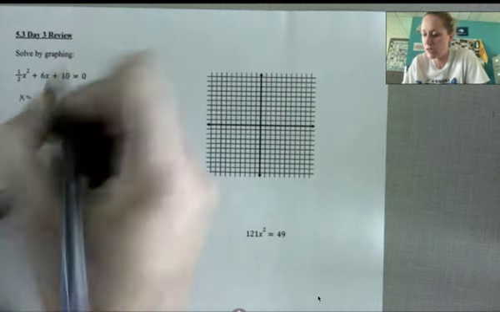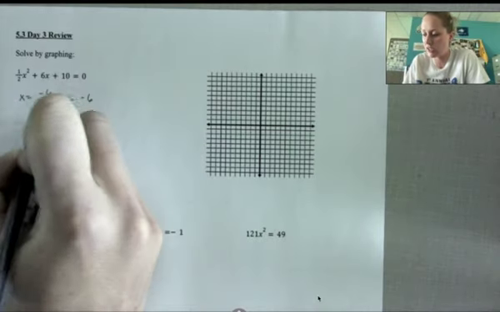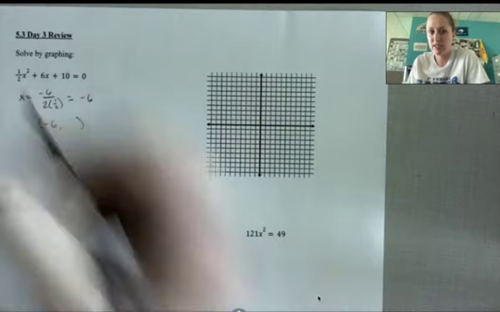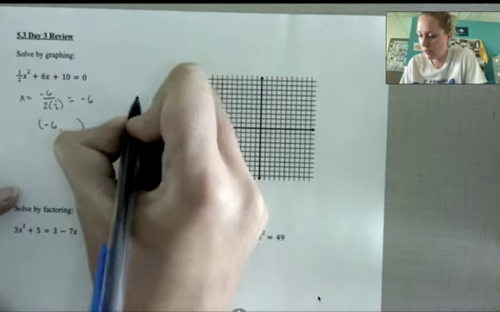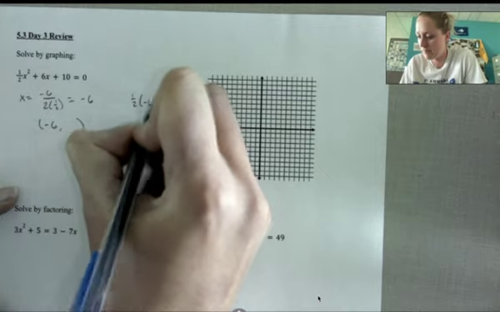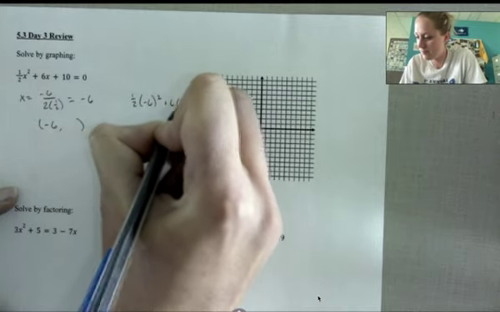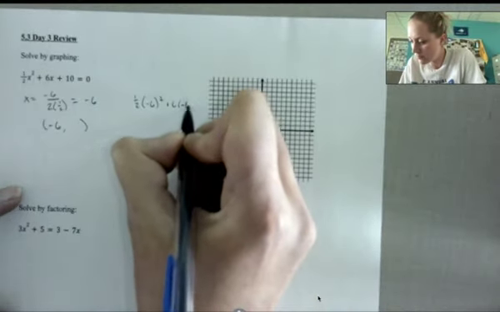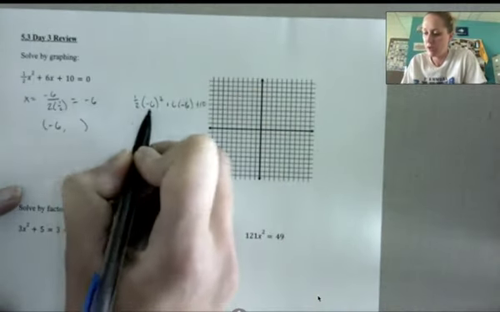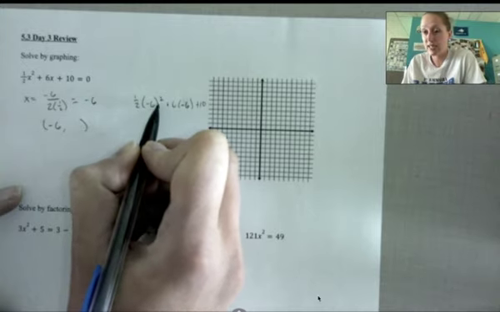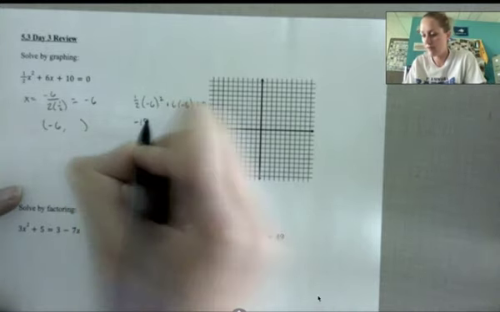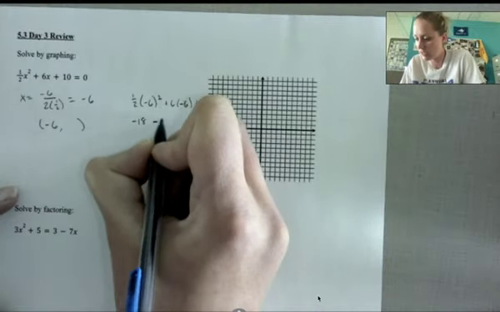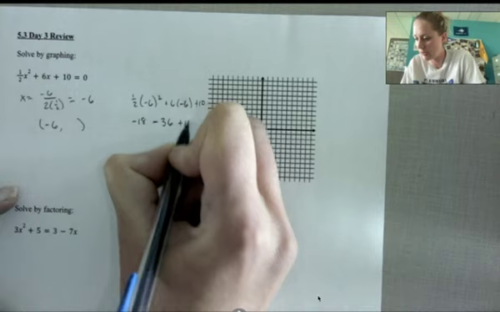Half of 2 is 1, negative 6 divided by 1 is negative 6. So I know the x-coordinate is at negative 6. Plugging in negative 6 into the original equation to find the y-coordinate. All right, negative 6 squared is negative 36. Half of negative 36 is negative 18.